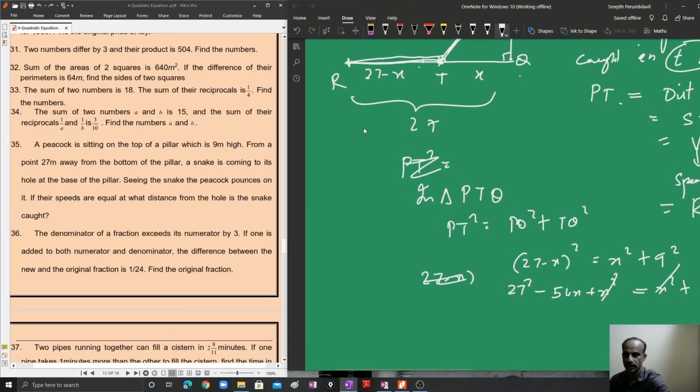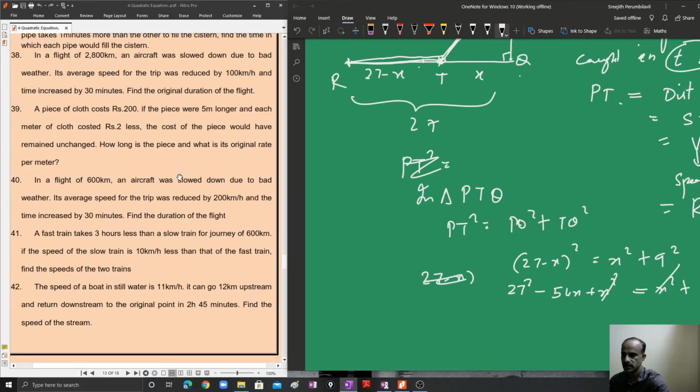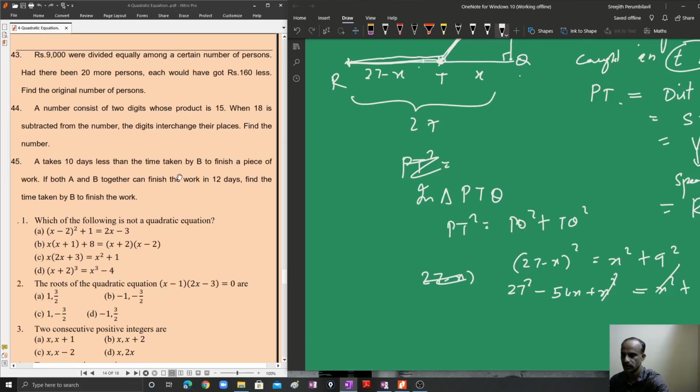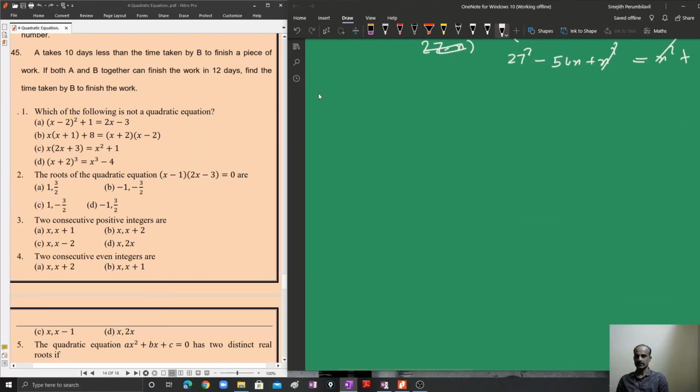Now, next question. They are all the same type of questions. You go through it. Now we have MCQs. Let us go for MCQs. The first question is: which of the following is not a quadratic equation?